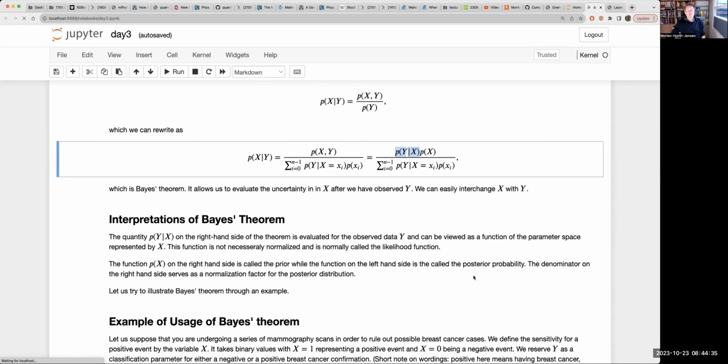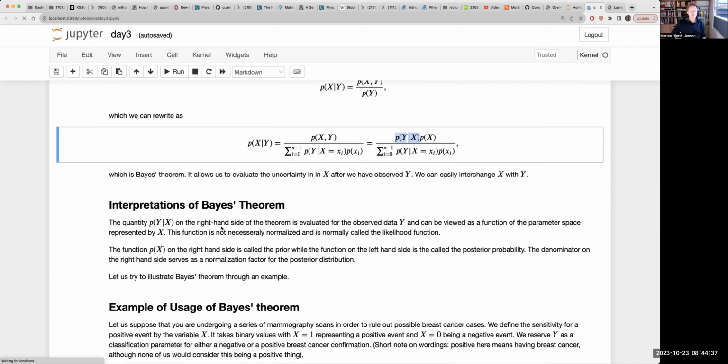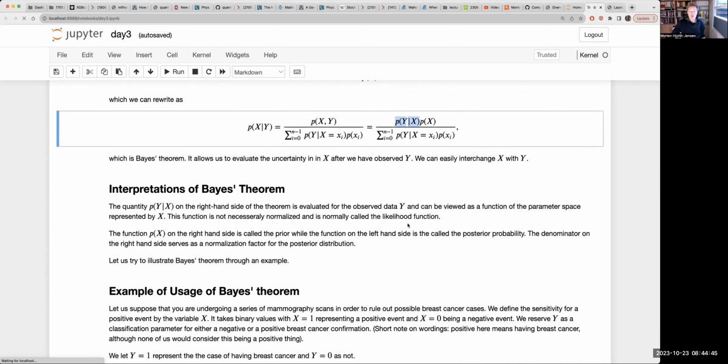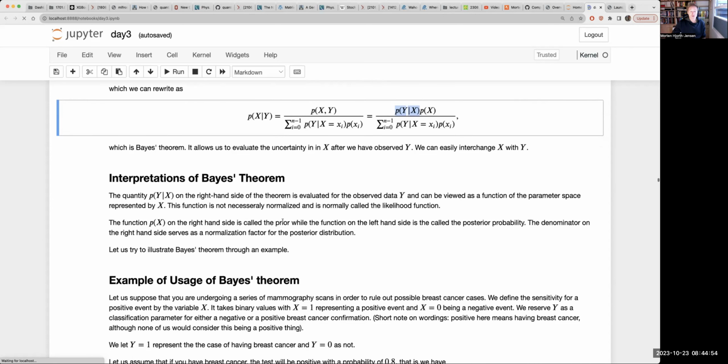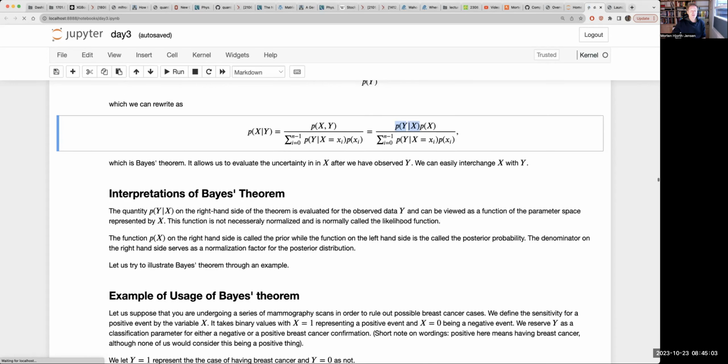The way you can view this is that the quantity on the right-hand side of the theorem is evaluated for the observed data and can be viewed as a function of the parameter space represented by X. This function is not necessarily normalized and is normally called the likelihood function. The function P of X is called the prior, while the function on the left-hand side is called the posterior probability. And Bayesian statistics is widely used in analysis of data.